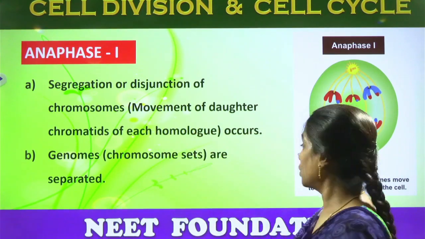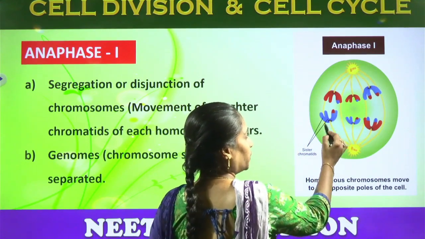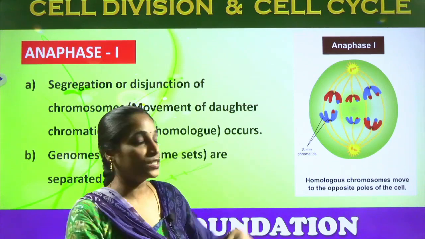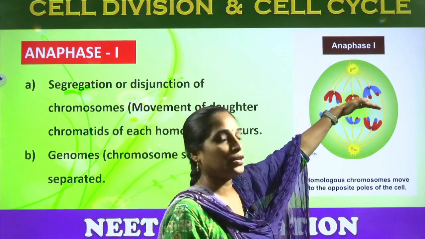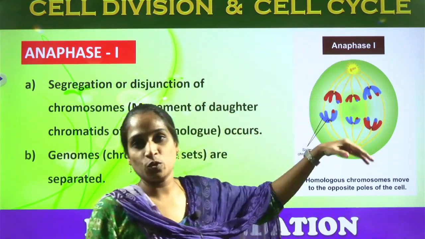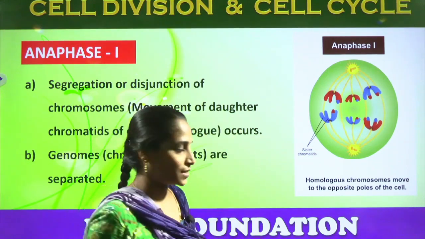Movement of each daughter chromatid will happen with the centromere. The centromere makes the chromatids move in opposite directions. Previously they were in an equatorial plate, and now they are moving towards the opposite polar regions. Why do they need to move? They have to form two cells, right?